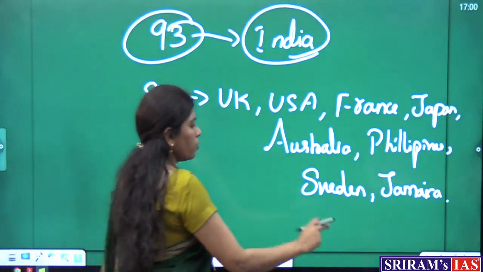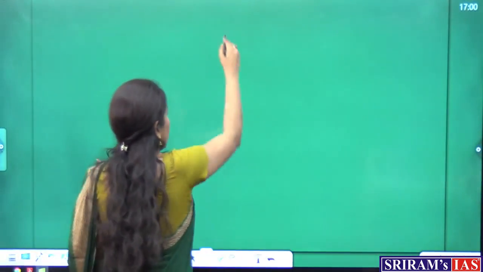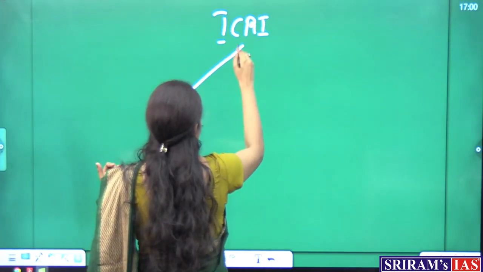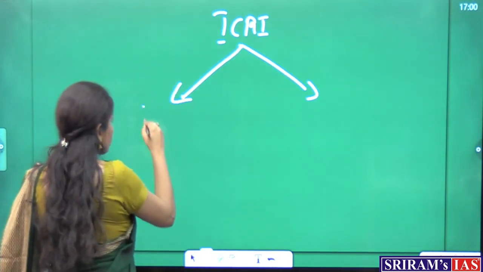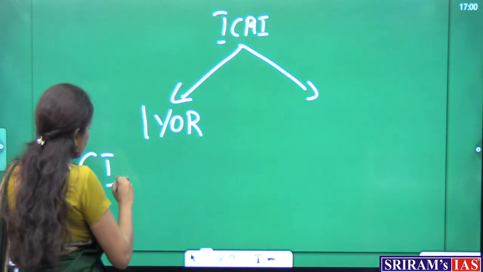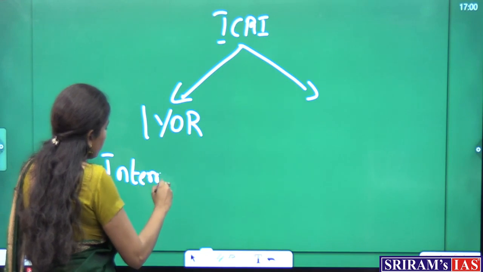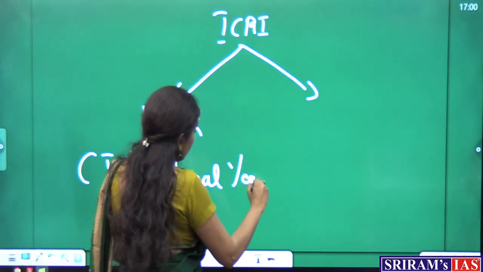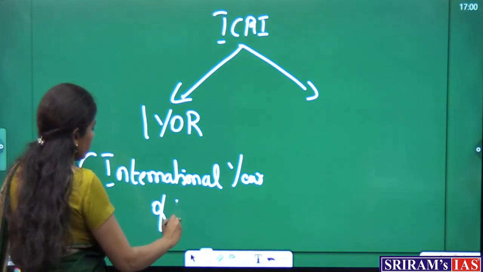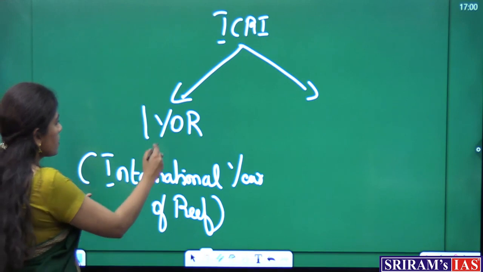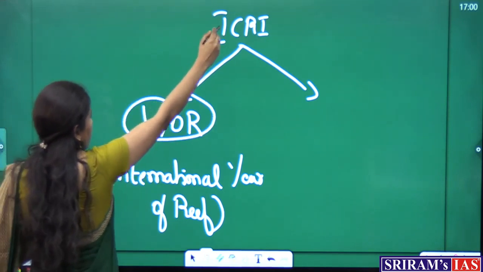In the ICRI, 2 events are important. That only, with that we will conclude. See, ICRI, first one is IYOR. This is called the International Year of the Reef. Okay, International Year of the Reef, IYOR. This is announced by ICRI only, keep that in mind.